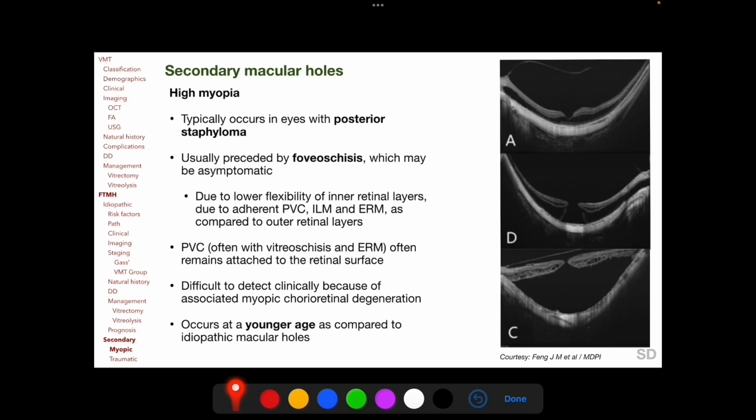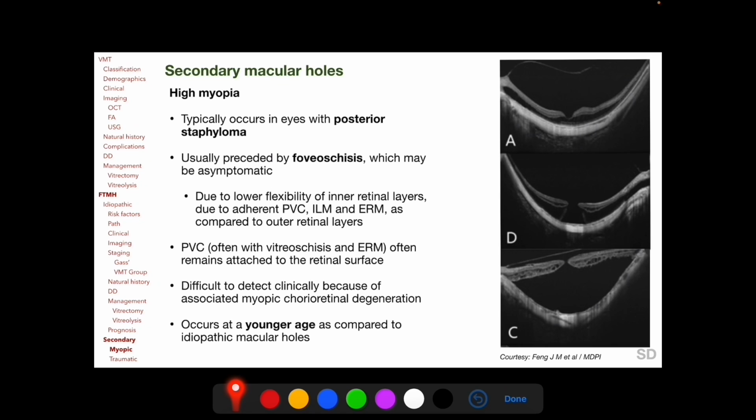The two common causes of secondary macular holes are high myopia and blunt ocular trauma. Macular holes in high myopia typically occur in eyes with posterior staphyloma, as seen here in this OCT image, and is usually preceded by a foveoschisis, as seen here in this OCT image, which may be asymptomatic. We have discussed myopic foveoschisis in a previous session.